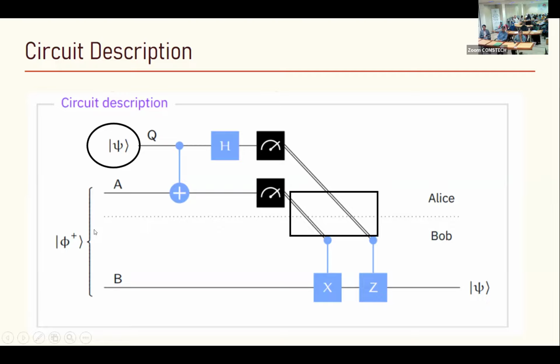And in addition to this, Alice has another qubit, ket psi, and Alice wishes to teleport this qubit over a classical channel to Bob. So these double lines are basically classical channels, okay? So using this EBIT, psi will be communicated through a classical channel to Bob, okay?